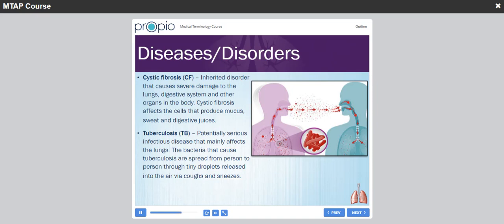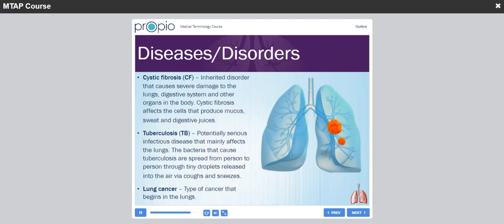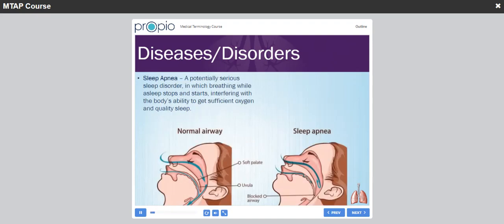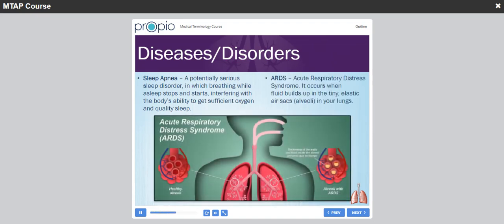Sleep apnea is a potentially serious sleep disorder in which breathing while asleep stops and starts, interfering with the body's ability to get sufficient oxygen and quality sleep. ARDS, acute respiratory distress syndrome. It occurs when fluid builds up in the tiny elastic air sacs, alveoli, in your lungs. Croup, or laryngotracheobronchitis. It's the condition when the upper airway is infected with the virus that causes croup, and the tissues around the voice box, or larynx, and the windpipe, trachea, will swell.